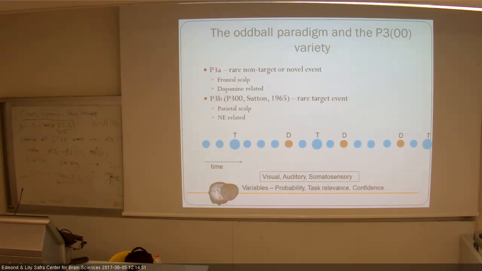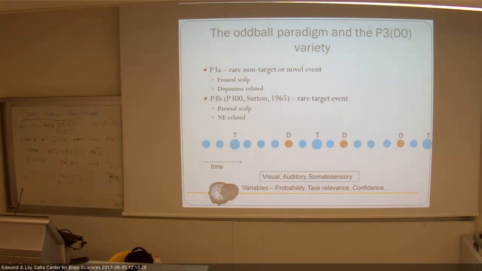The other thing I'll show you in a second is that the P3A is more frontal, and the P3B is more parietal in distribution on the scalp, not in the brain. On the scalp, you see it more frontal or more parietal. There's also indication that the P3A is related more to dopamine release, whereas the P3B is related more to noradrenaline or norepinephrine release. And last is that the P3A is associated with the distractor, and the P3B is elicited by the target.